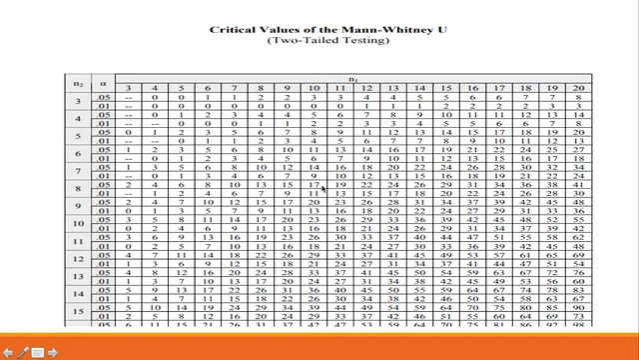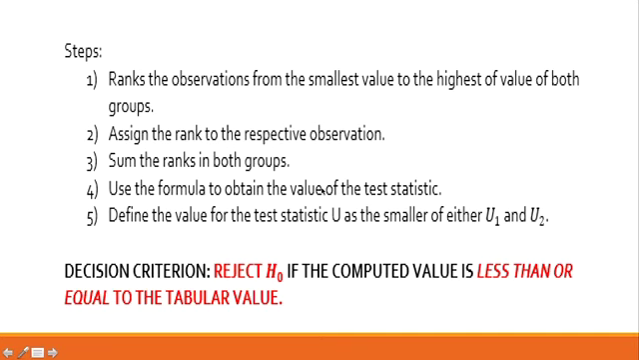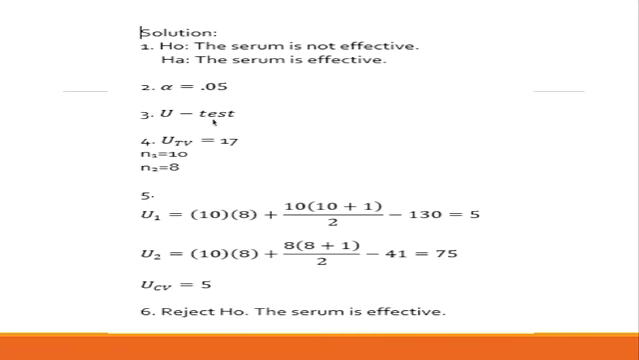Sometimes in some other books, they say that N sub 1 is the bigger of the two sample sizes. So, that is also another condition. N sub 1 is the bigger of the two sample sizes. That is why N sub 1 is equal to 10 and N sub 2 is equal to 8. So, that is where the 17 comes from. N sub 1 is 10, N sub 2 is 8, at 0.05 the tabular value is here, 17. That is why we have 17 here.